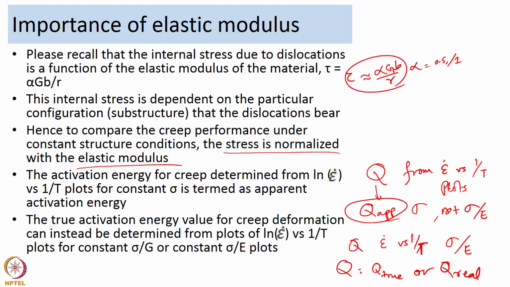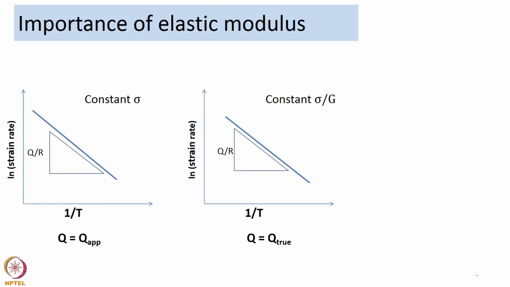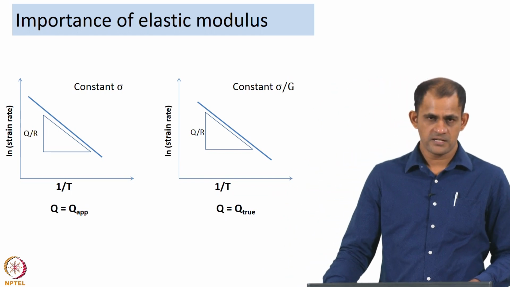So, I will give you at least one numerical example to explain this: the difference in activation energy values that you achieve based on whether the plot of strain rate versus 1 over T was carried out at constant sigma, or at constant sigma over E. So, just an illustration of this point.